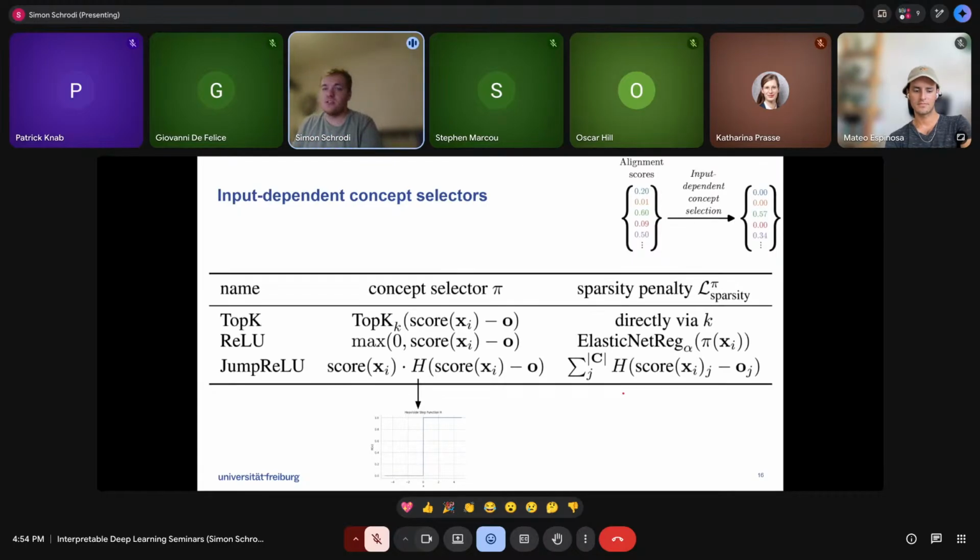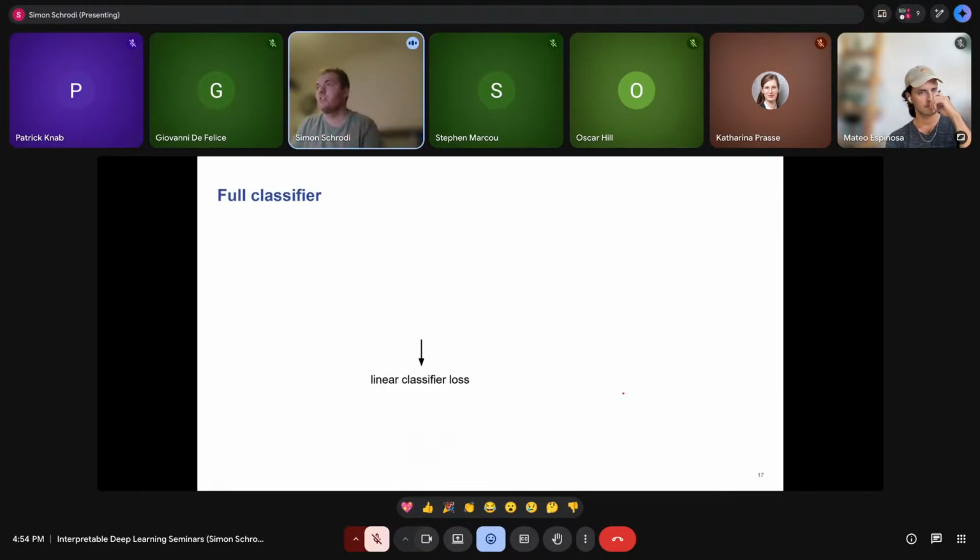Okay, now we have the concept selector, which basically cancels out a lot of the concepts. And we have now this final classifier, which we can now train, right? So now we have this classification loss here together with the concept selection part.